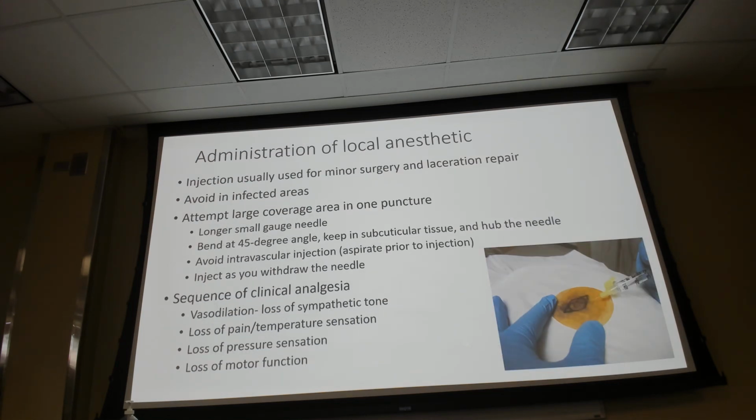All right, so how do we do this? For all these minor procedures or minor surgeries, laceration repairs, we usually use the local anesthetic, obviously avoiding it in infected areas. We usually use a long, thin needle, typically a 25 or 27 gauge, which works really well. We insert it all the way through the area, and to avoid multiple punctures, we aspirate, and if we don't get any blood, we inject as we remove the needle. So you can cover most of the wound.